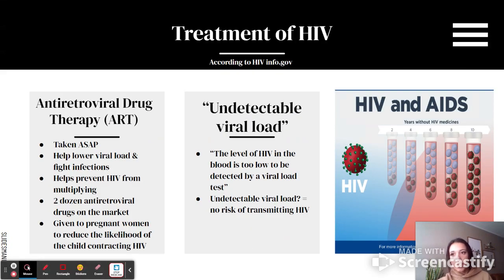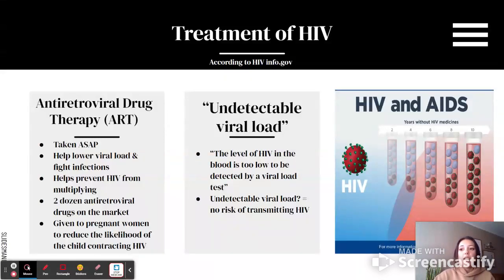So, treatment of HIV. ART is a treatment. It's not a cure for HIV. It includes a combination of medications that are taken daily. And this helps lower the viral load of HIV and can help fight off infections and certain cancers. So, ART basically helps prevent HIV from multiplying and allows the body to produce more of those CD4 cells, which in turn boosts the immune system.